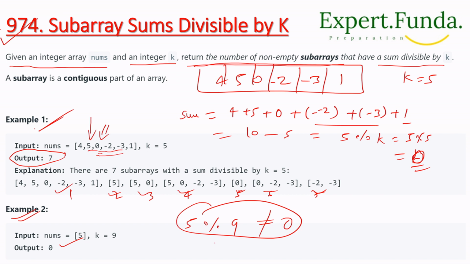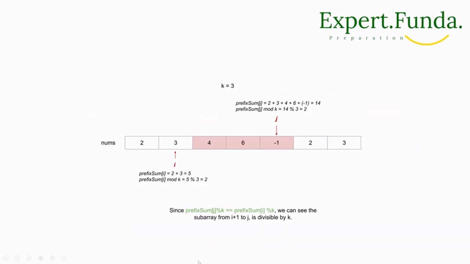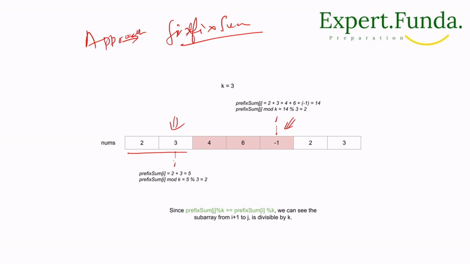Okay, now we will do a little example. Actually we have to take the approach, and the approach should be prefix sum. We have to find the prefix sum, and how will we calculate that? Let's suppose i is at this position, and j is at this position. If we do the prefix sum till here, for i the prefix sum is 2 plus 3, that is 5.